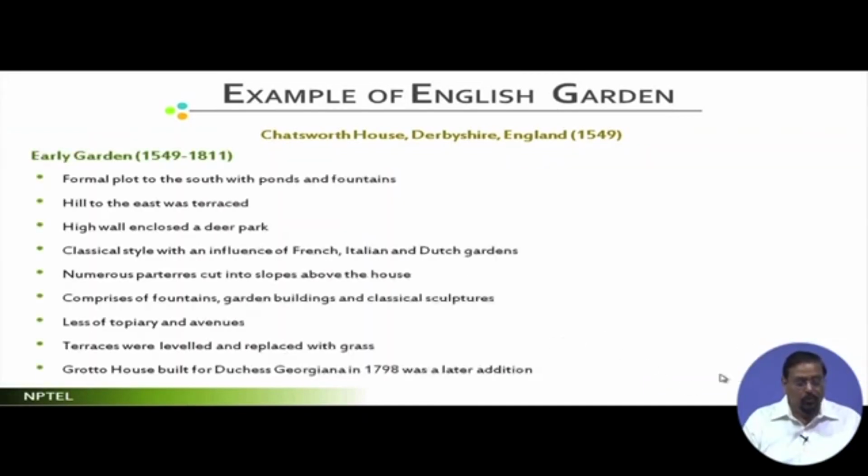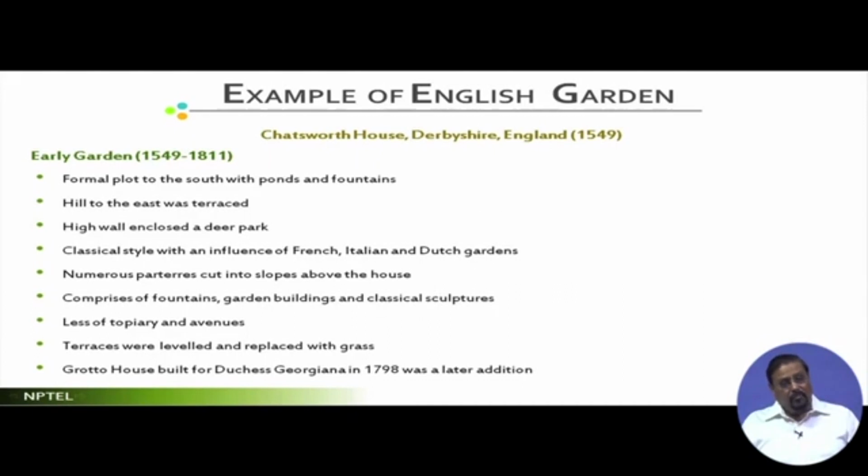Quickly going through different elements of this early garden. There is a formal plot to the south with ponds and fountains, very formal. Then the hill to the east was terraced, that means some formal parts and some terrace part. A high wall enclosed a deer park. Now animals came in, and nowadays many of the public gardens also have a component which is the deer park or animal park or zoo. That means the gardens and the zoo are almost adjacent to each other. So animals started coming in, in a very formal form.